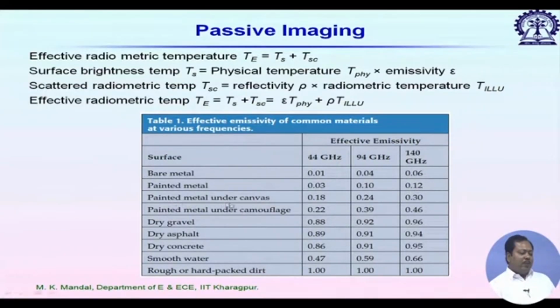We have also painted metal under canvas, painted metal under camouflage, dry gravel, dry asphalt, dry concrete, smooth water, and rough or hard packed dirt. You see hard packed dirt emissivity is 1 at all the frequencies. So it behaves almost like a perfect black body, and if any power falls on it, we do not have any reflection. Almost all of this power will be absorbed by it and it will re-emit all this power.